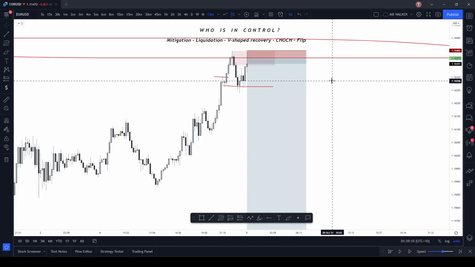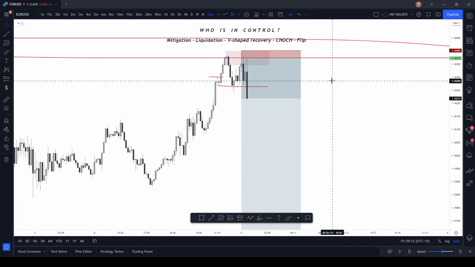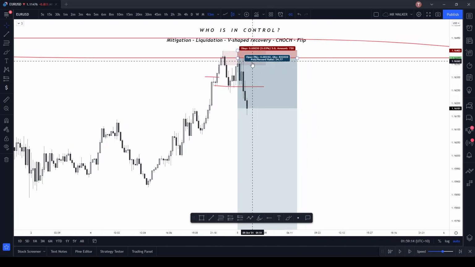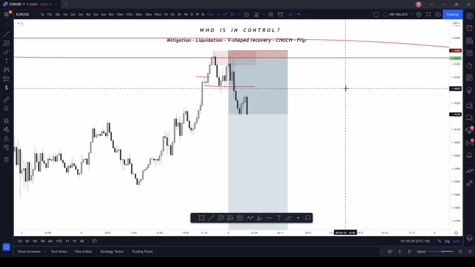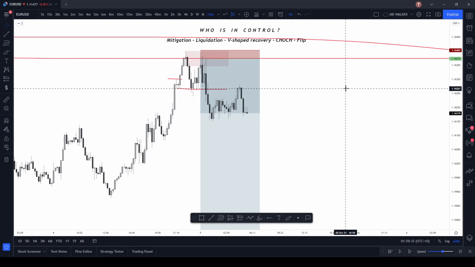So let's see how it plays out. Okay, we get a great reaction. We test that zone. It does sound like retail traders, right? But we come back to mitigate that zone 2 to 3 times, and then we get a great reaction. Let's see what we will get then.